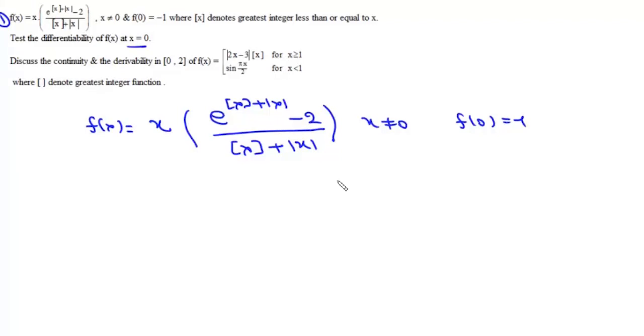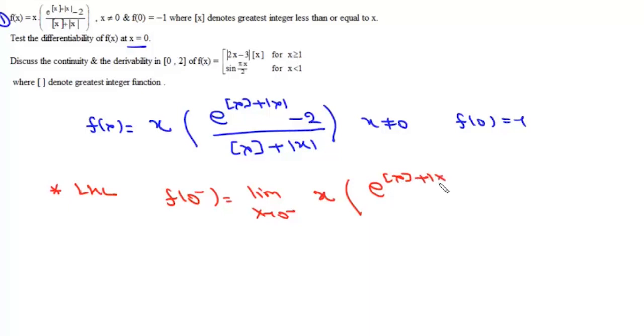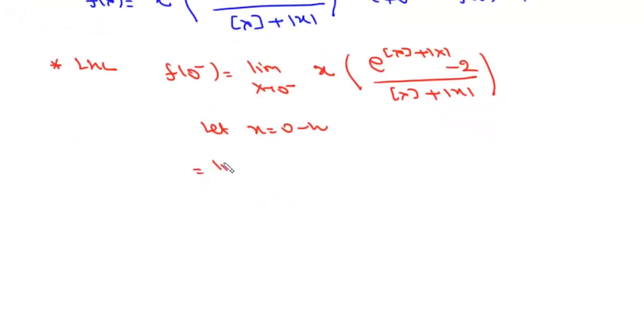Now for differentiability, we'll first need to check its continuity. So we'll find its left hand limit, which is f(0 negative), and it'll be this limit x tends to 0 negative, x into e to the power of greatest integer function of x plus mod x, minus 2, upon greatest integer function of x plus mod x. We let x as 0 minus h. So it will be this limit h tends to 0 positive.